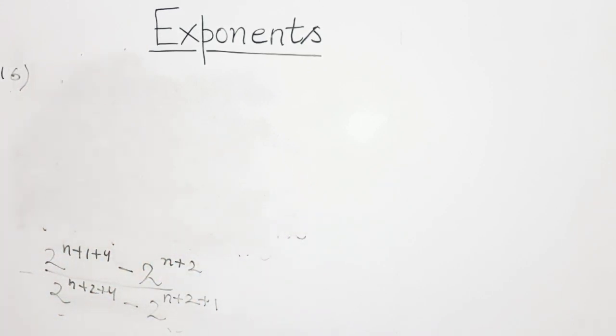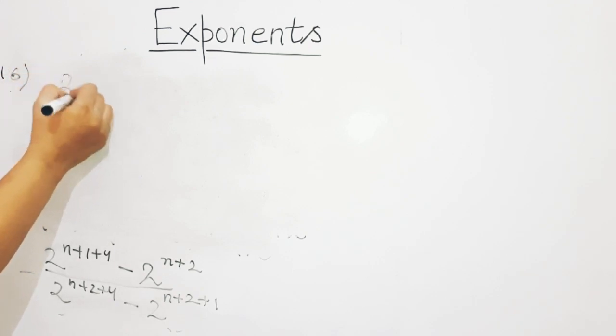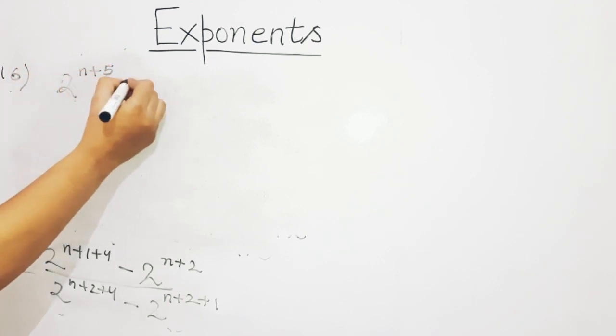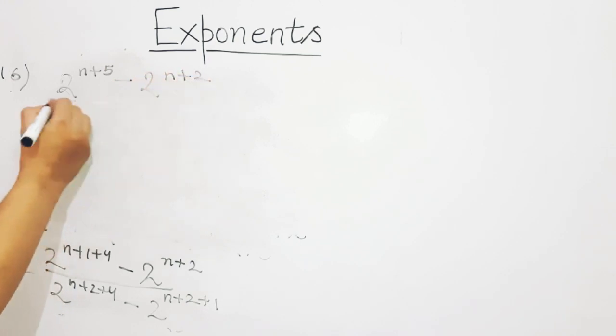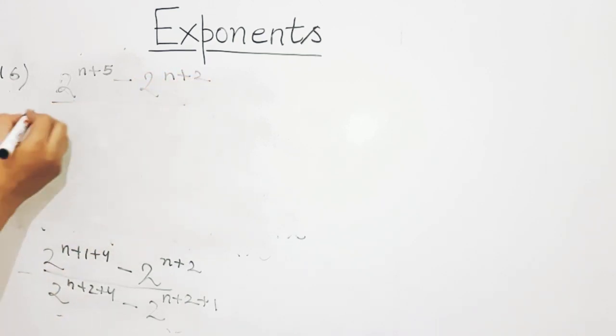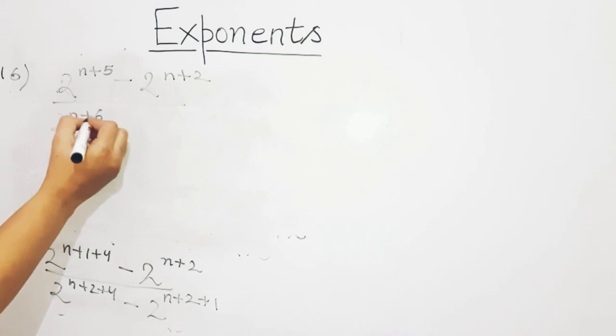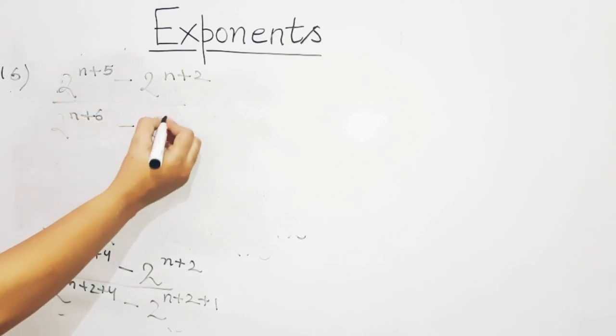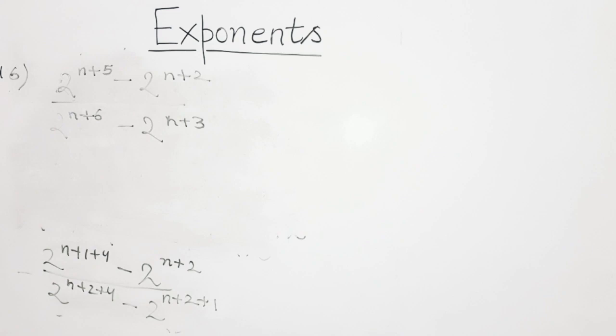Now once you add the powers, it will become 2 to the power of n plus 5 minus 2 to the power of n plus 2 upon 2 to the power of n plus 6 minus 2 to the power of n plus 3, right? So what we have obtained over here is 2 to the power of n plus 5 minus 2 to the power of n plus 2 upon 2 to the power of n plus 6 minus 2 to the power of n plus 3. Now we have to check what can be taken as common.